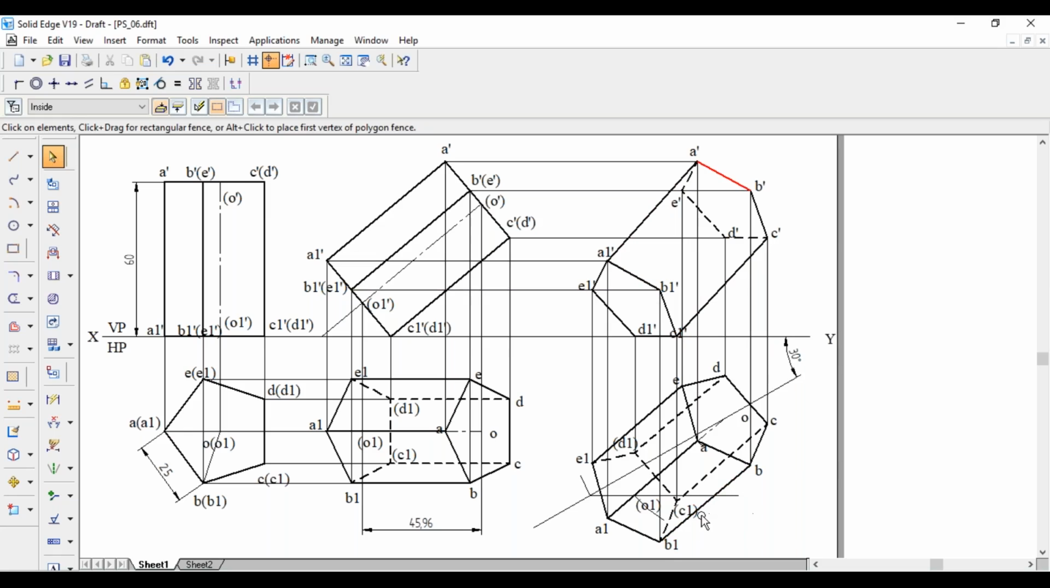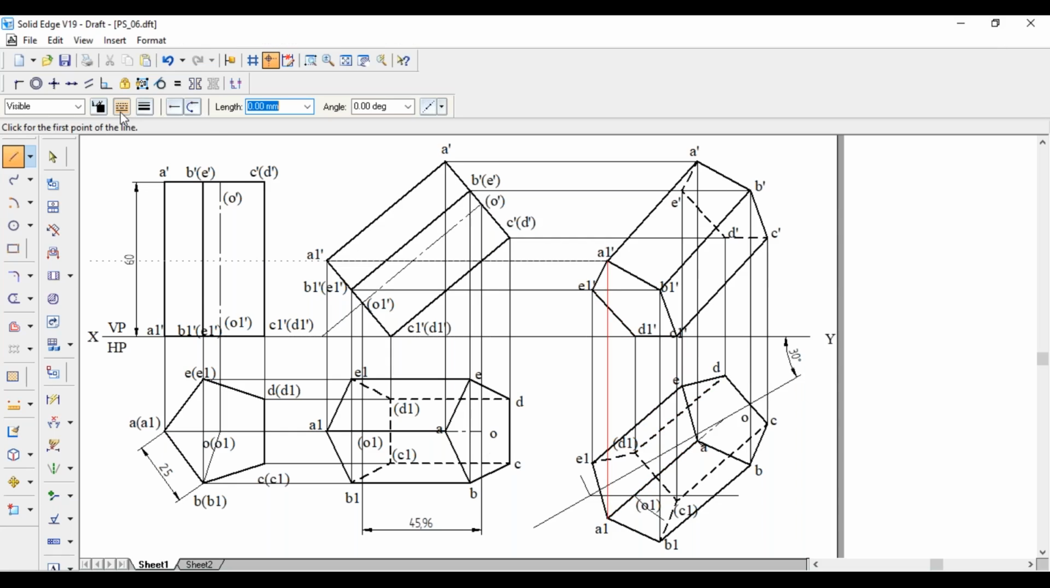B1 here. So B, it is nearer to the observer. If you see from this side, it is visible. So join B dash B1 dash with continuous dark line. So we are left with D dash D1 dash and E dash E1 dash. D1 is here and E1 is here. If you see from this side, both are invisible. So those two should be dotted lines. D1 dash to D dash, whereas E dash to E1 dash.